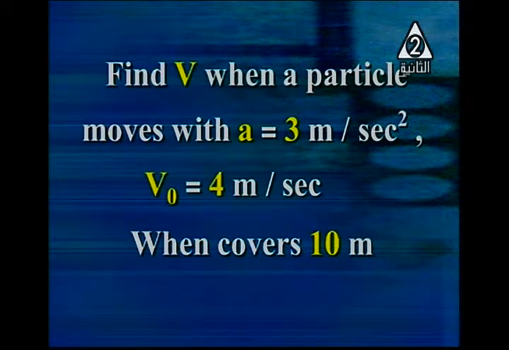After that, when the particle covers 10 meter and moves with 4 meter per second, with acceleration 3 meter per second squared, find final velocity v. What is the rule? Excellent student. Third rule, v squared equals v naught squared plus 2as. Look at the solution.